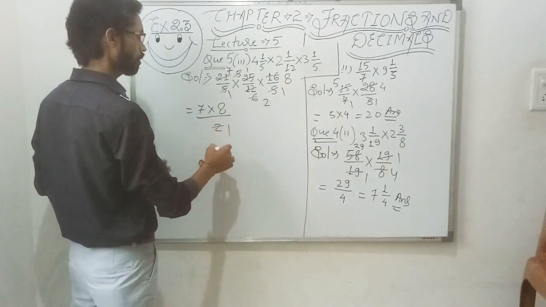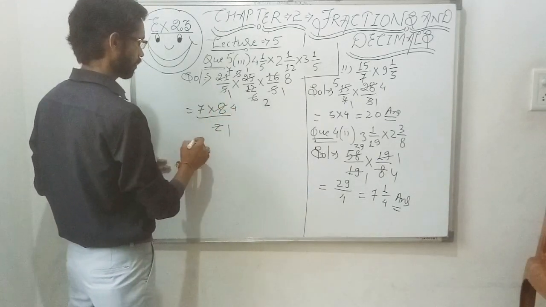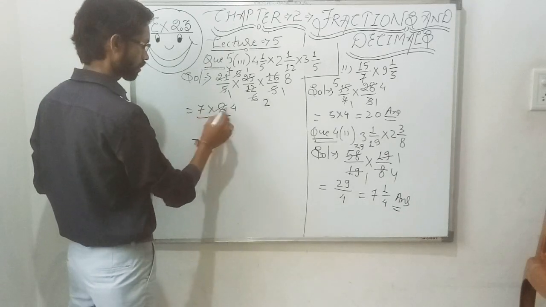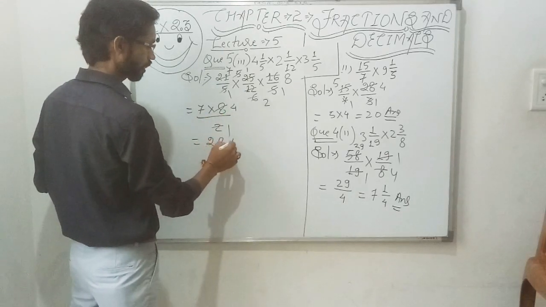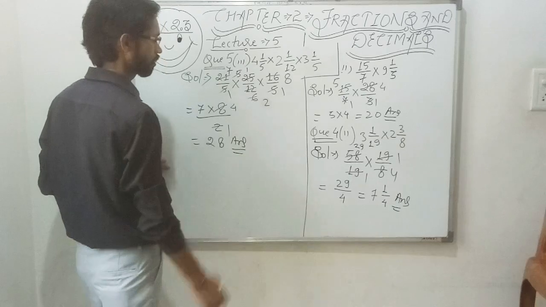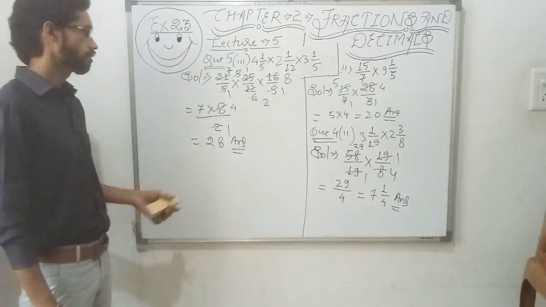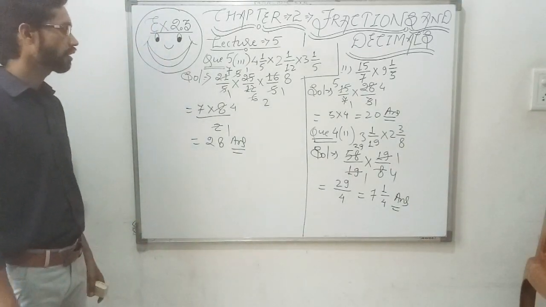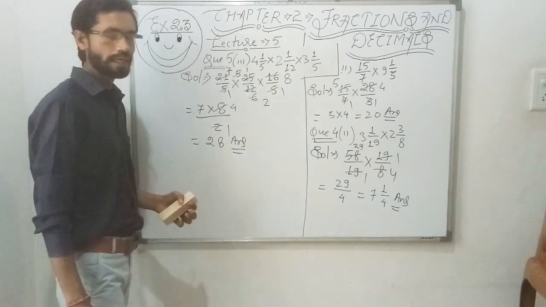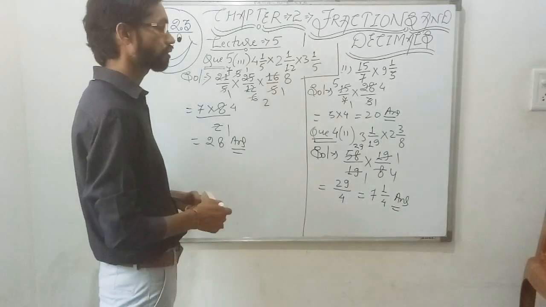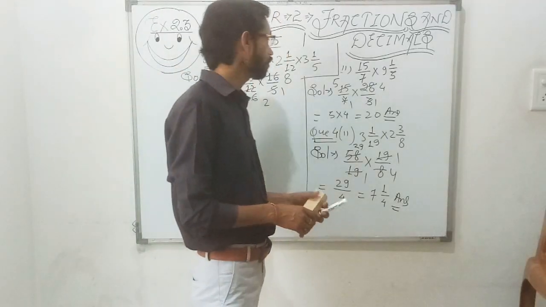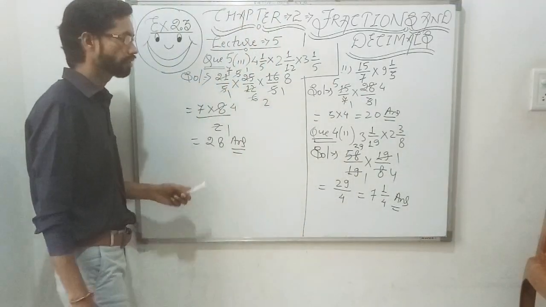So 2 1s are 2, 2 4s are 8. What is remaining? 7 4s are 28 is our answer. Okay, so like this we can do the multiplication and cancel out the numbers which are being cancelled.